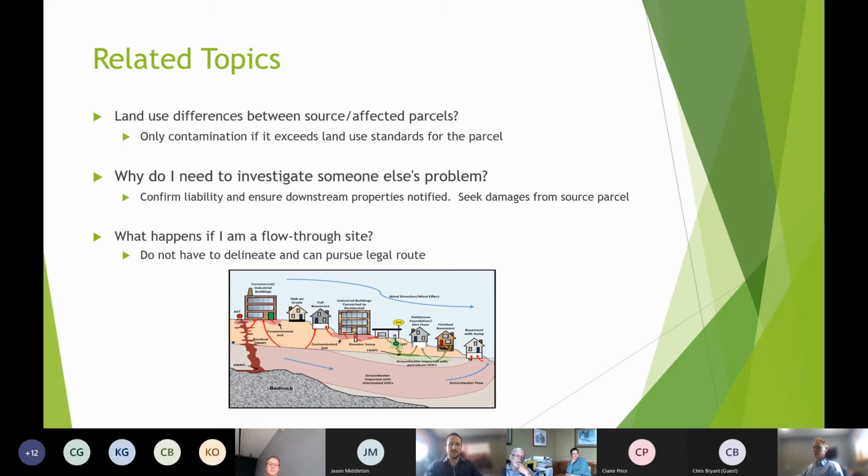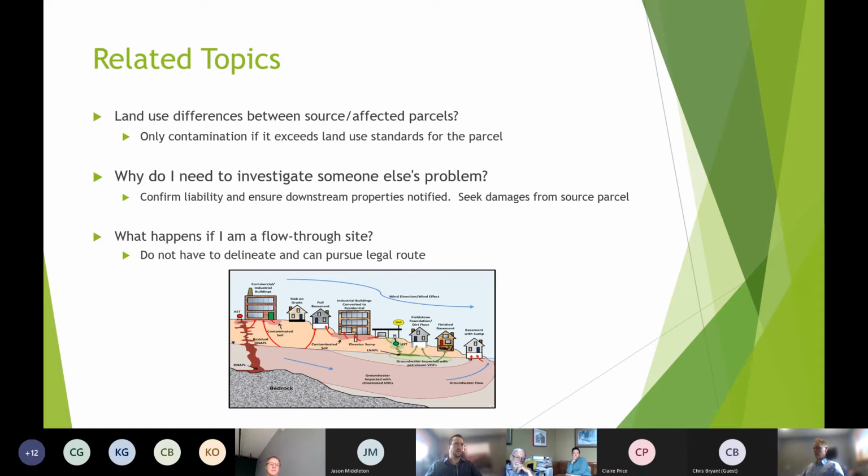That said, there's nothing stopping you from approaching the source parcel early in the process to try to get an earlier resolution to things. Although if you have proven through investigations that you are an affected parcel, or the contamination sourced on a parcel flowed through your site and impacted another downstream site, once you do that investigation, you can then seek legal damages from the source parcel to recoup both the investigation and remediation costs.